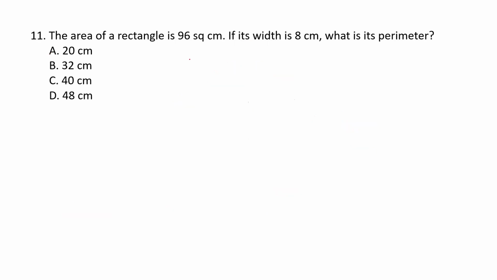Next problem. The area of a rectangle is given is 96 square centimeter. If its width is 8 centimeter, what is its perimeter? Okay. Area is given, width is given, perimeter they have asked. So what is the formula for area? Area of a rectangle is equal to, do you remember? Base into height. So let me draw a rectangle first. So let's say this is base, this is length. So base and length, it is L into B.